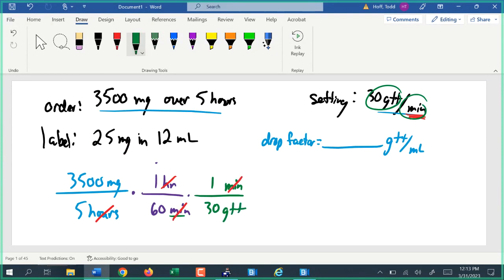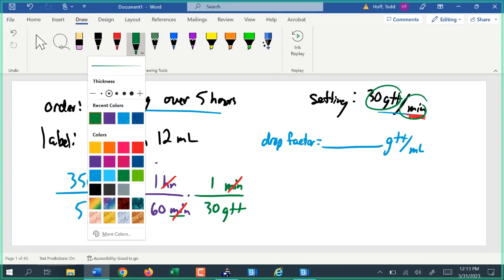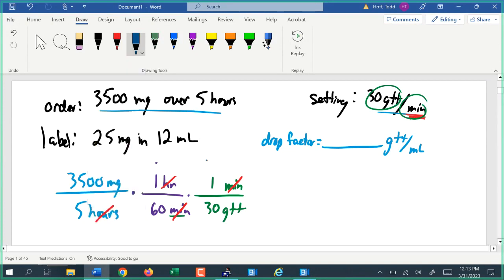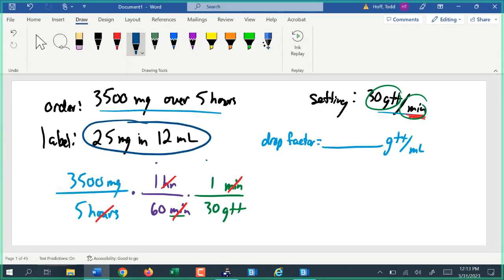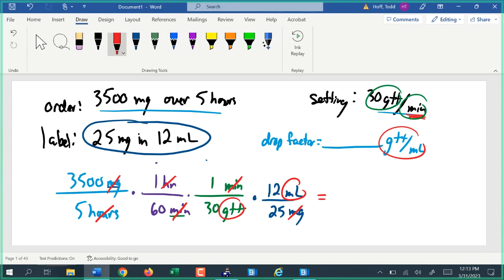Minutes cancel out. Now we have to get rid of the drops. Actually, sorry, we have to keep the drops. We have to get rid of the milligrams. We have 25 milligrams. Now, milligrams are on top here, so we need them on bottom. 25 milligrams in 12 milliliters. So the milligrams cancel out. Now we have milliliters and drops, which is what we want. We just don't have them in the right position. So let's go ahead and multiply these out.